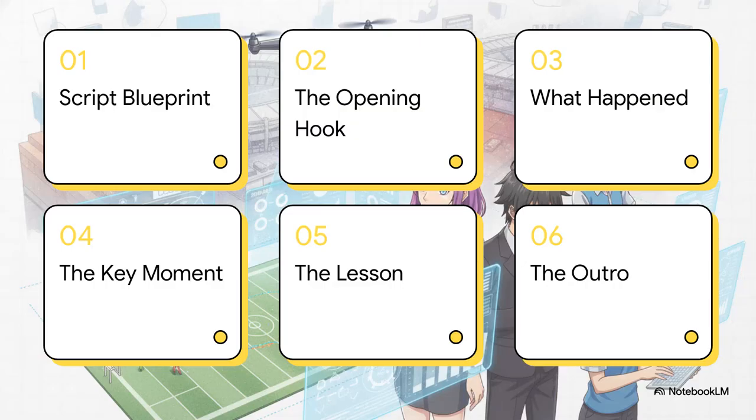Okay, let's look at the game plan for this explainer. 1. The sports script blueprint. 2. Crafting the opening hook. 3. Summarizing what happened quickly. 4. Analyzing the key moment. 5. Delivering the core lesson. And finally, 6. The outro and next steps.